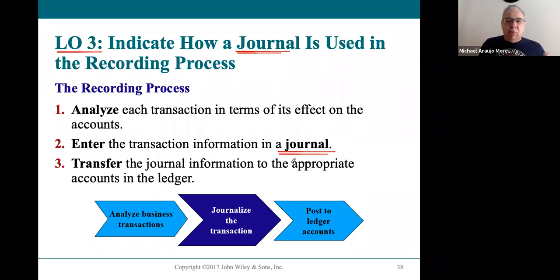But you've already done all the hard work. Learning objective 1 and learning objective 2 taught you how to analyze transactions and notice how the accounts are affected. And so, in essence, this particular objective relies heavily on what you've already learned from learning objective 1 and 2.